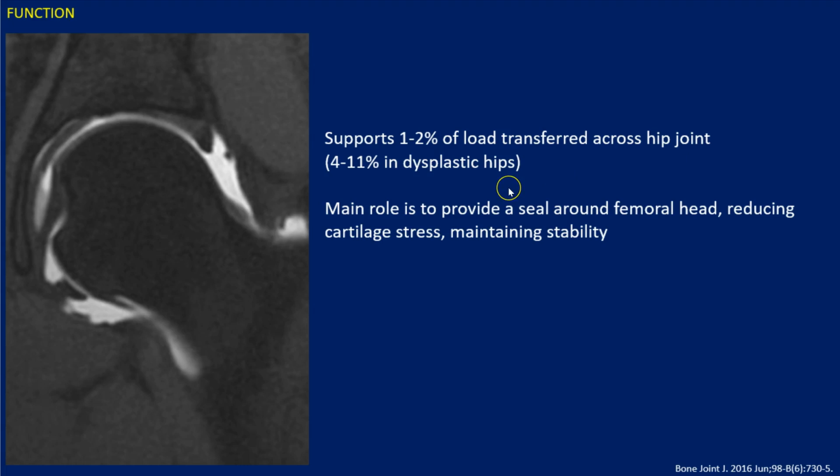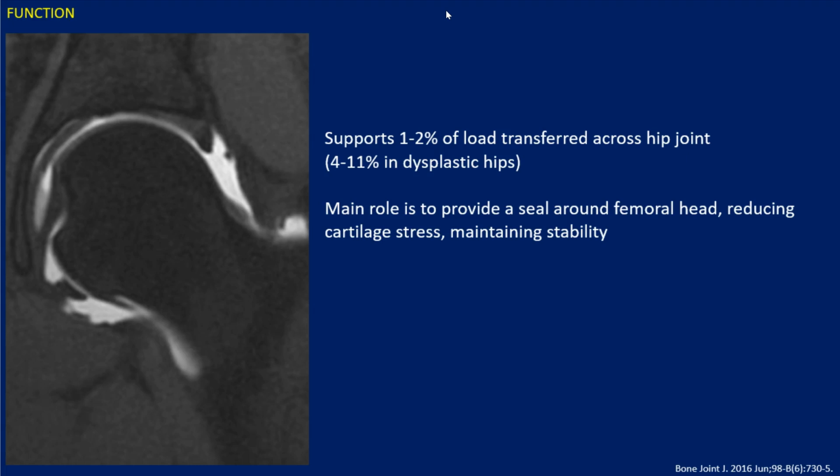Rather, the main function of the labrum is to protect the cartilage, to reinforce the cartilage of the femoral head, the hyaline articular cartilage. Its main role is to form a tight seal around the femoral head, reducing cartilage stress. It also deepens the femoroacetabular joint, thereby maintaining stability of the joint. And this stability will also limit stress on the cartilage.